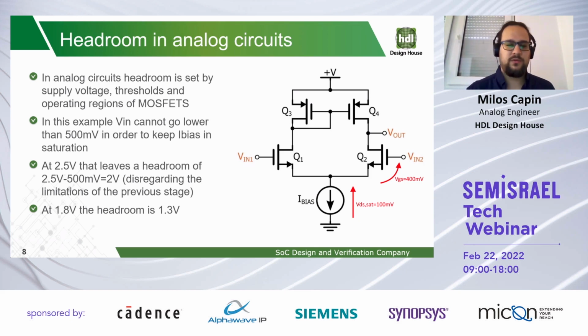But if you go lower, for example, if you move to another technology which has a lower IO voltage of 1.8 volts, the headroom is only 1.3 volts. And this is sometimes a very serious design challenge. In some cases, we can just port the circuit as it is. In some cases, we have to resort to using a new topology, which can handle this decreased headroom.